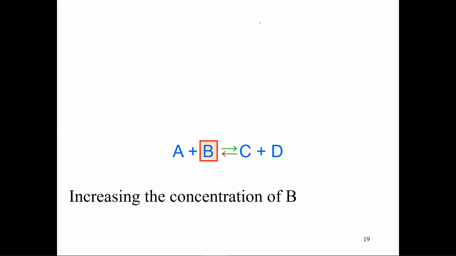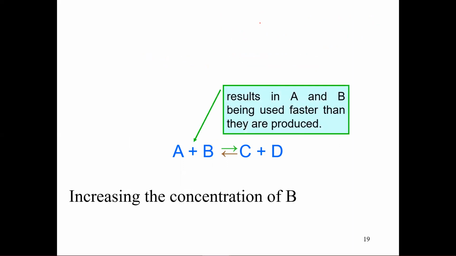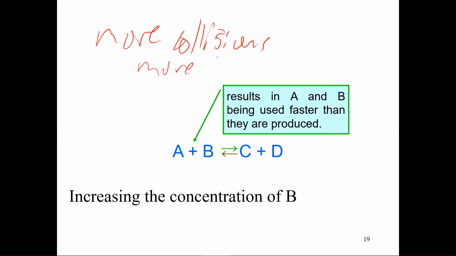So what do you think is going to happen if you increase the concentration of B? Think about it a little bit. Well, it'll drive it to the right. It results in A and B being used faster than they are produced. And the reason is you get more collisions, okay? And more orientations to enable those reactions to take place.